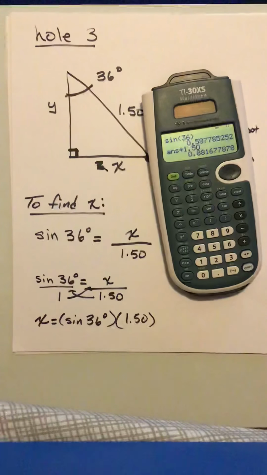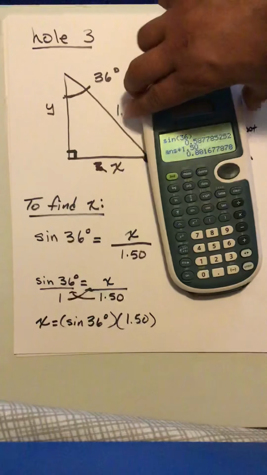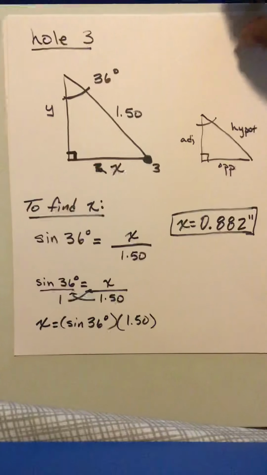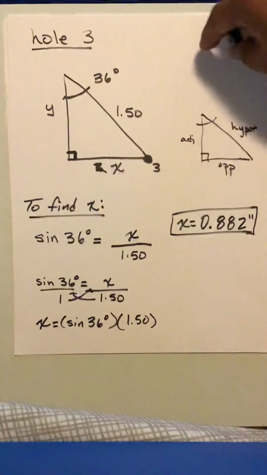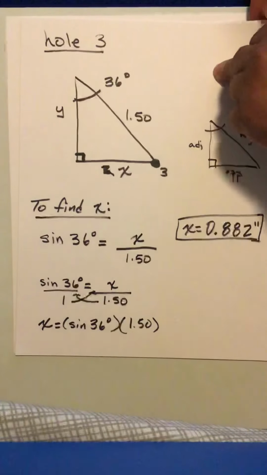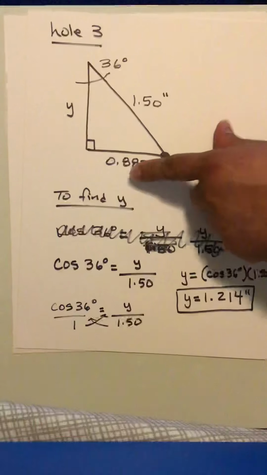And I get 0.8816, which I round off to 0.882. So that will be my distance or measurement for the x side right there.